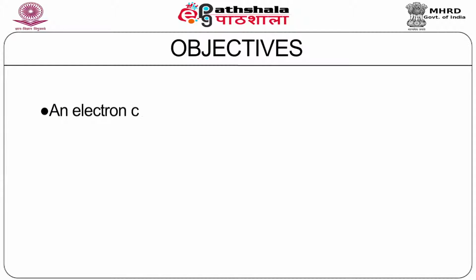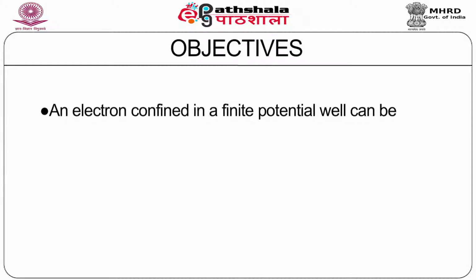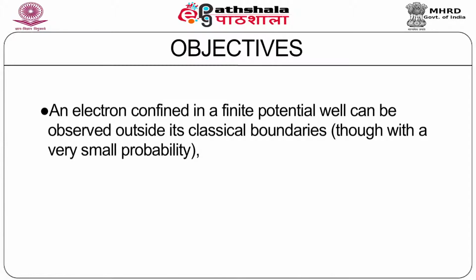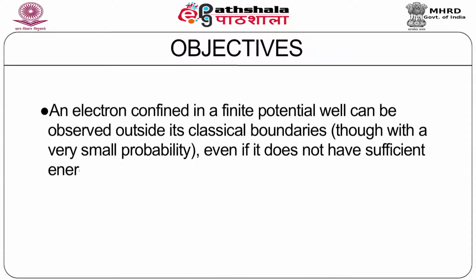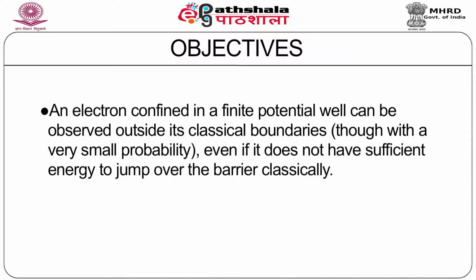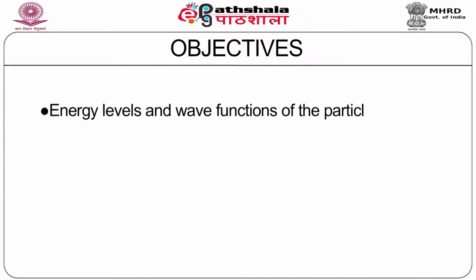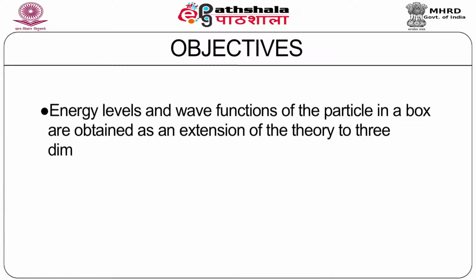Then an electron confined in a finite potential well can be observed outside its classical boundaries, though with a very small probability, even if it doesn't have sufficient energy to jump over the barrier classically. This doesn't happen in the case of infinitely deep potential well, and this happens only in the case of finite potential well. And finally, the energy levels and wave functions of the particle in a box are obtained as an extension of the theory to 3 dimensions.